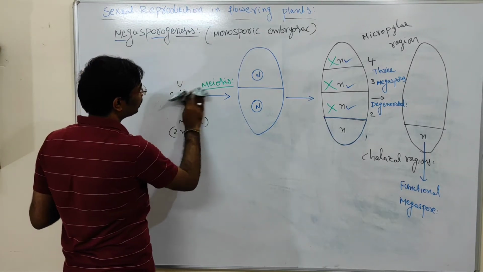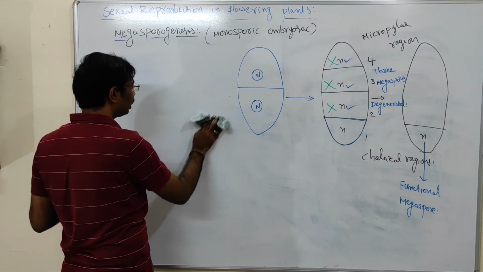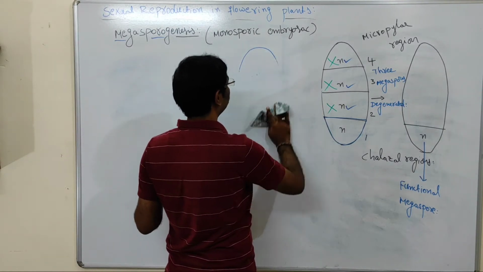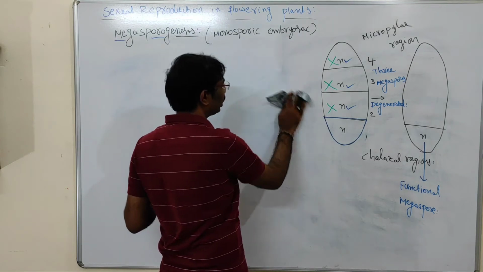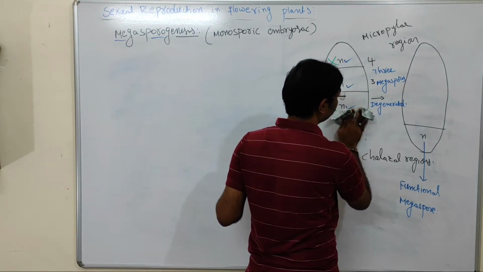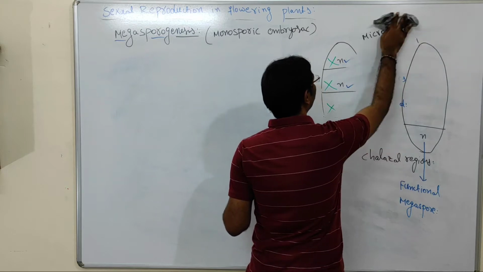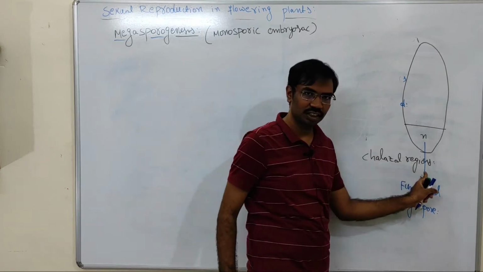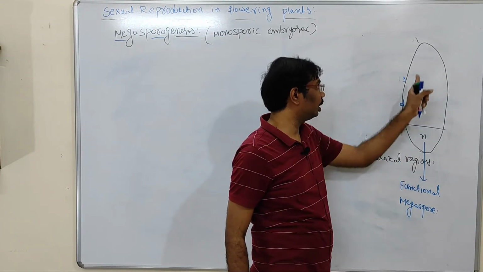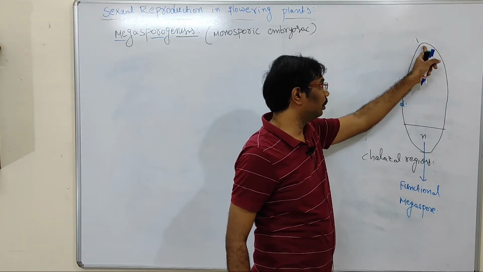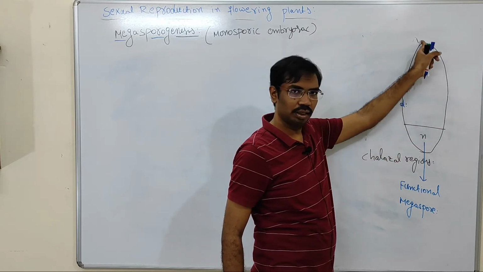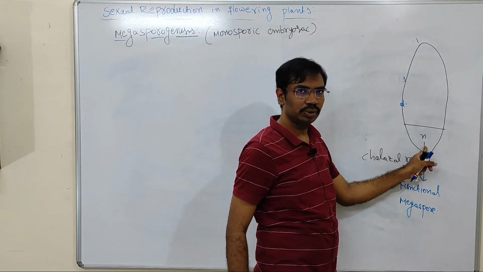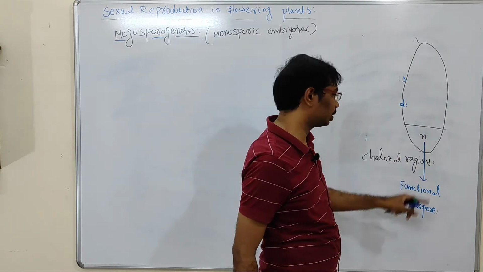In which location is the functional megaspore present, micropylar or chalazal? Yes, the functional megaspore is present in the chalazal region. See here, I have written chalazal region and the upside is the micropylar region. In the micropylar region, the 3 megaspores are completely degenerated, but only one megaspore is present in this location. That megaspore is called the functional megaspore.